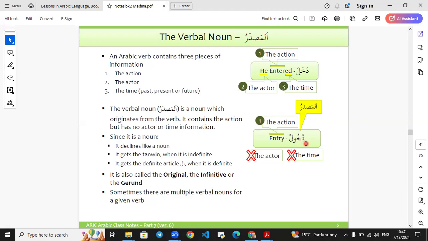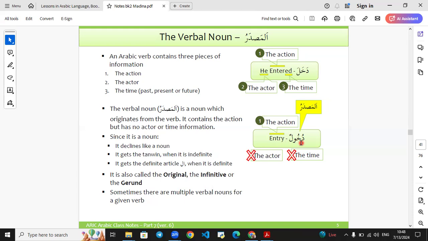Let's look at this. Dukhulun. Remember why we say dukhulun? Because it is a noun, so it is mu'rab. It can decline. You can say dukhulun, dukhulin, ad-dukhul, dukhulan as well. But what makes it so peculiar is it doesn't have the actor or the time. You cannot say dukhul, entry, is happening in the past or in the present or in the future. It doesn't tell us. It's dukhul. Dukhulun, this is a masdar.